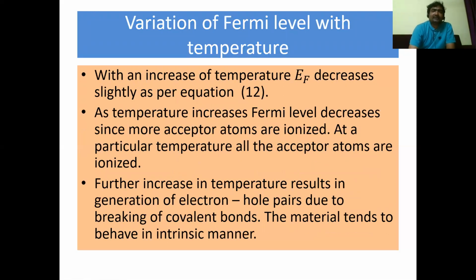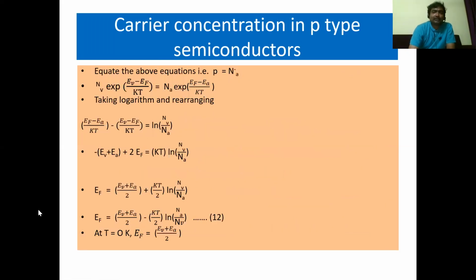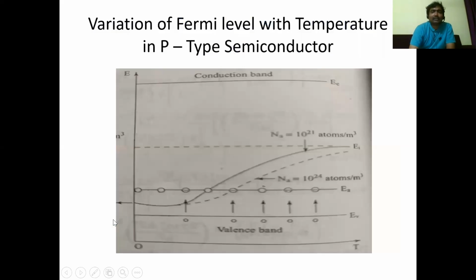Here you see, with increase in temperature, EF decreases slightly as per equation 12. Here you concentrate on equation 12. If T is not equal to 0, at little bit higher temperatures, what happens? T not equal to 0, so the equation becomes EF equals EV plus EA divided by 2 minus something. So something is subtracted from EV plus EA by 2, so the EF value decreases. The same I have shown in this figure.